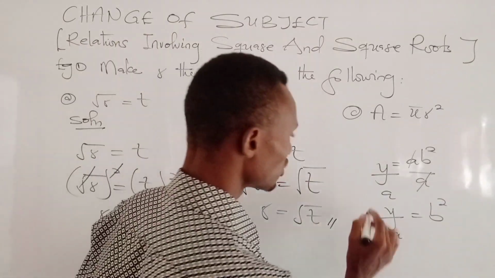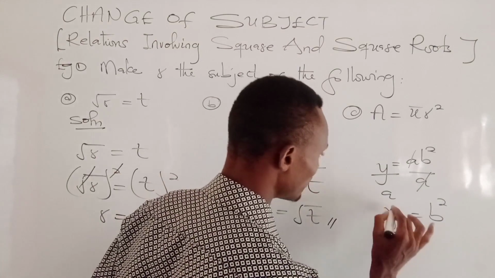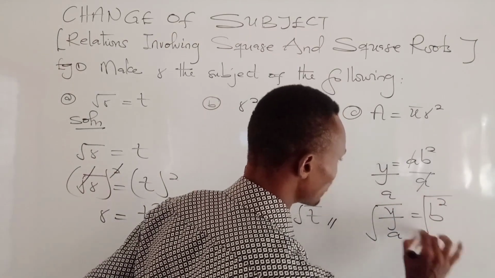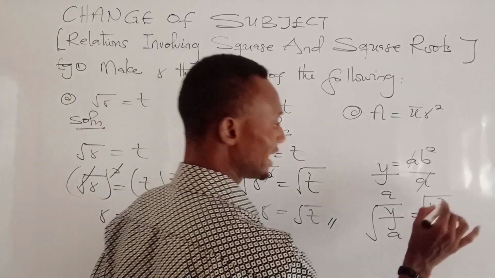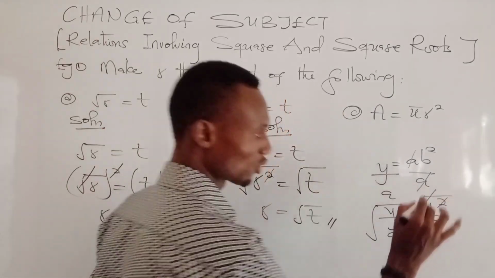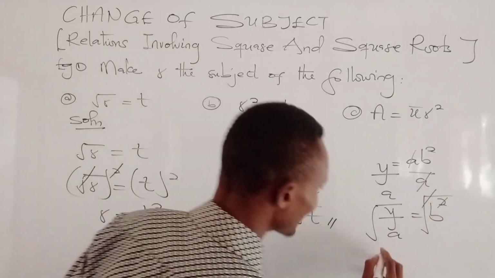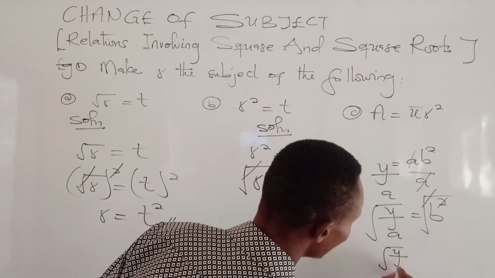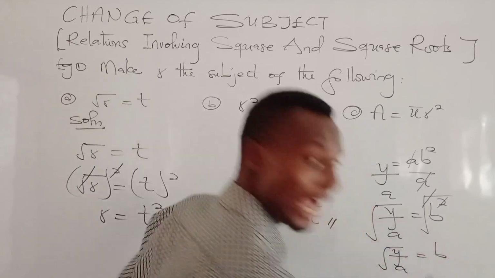So what you do is you take the square root of both sides of the equation. I'll take the square root of this side, then the square root of this side as well, so that this power 2 will cancel the square root sign away. What I have left here is the square root of y over a equals b. I hope you can see.